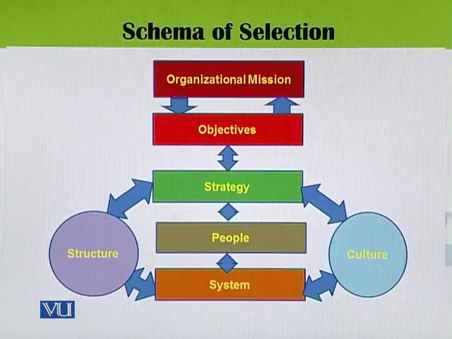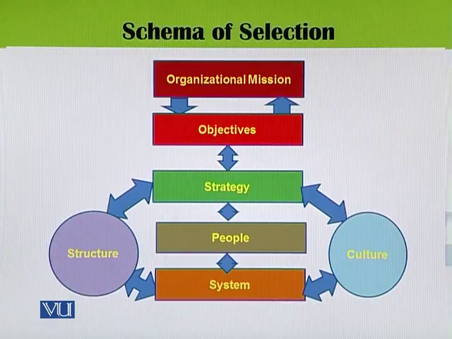If you look at this slide, first of all, there is an organizational mission. And after the organizational mission, there are organizational objectives. Organizational objectives would lead to the strategy, because strategy would emerge from the organizational strategic objectives. And then strategy would interact with the culture, the structure of the organization, the system, and the people.